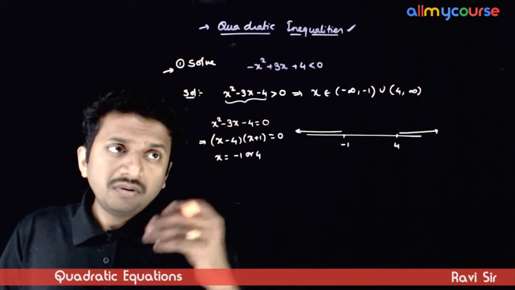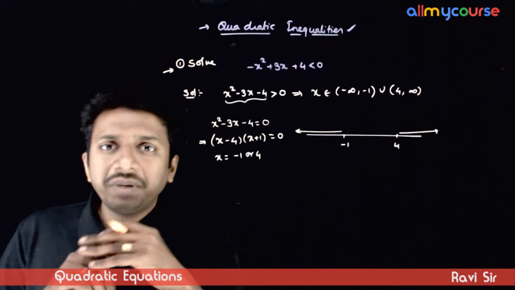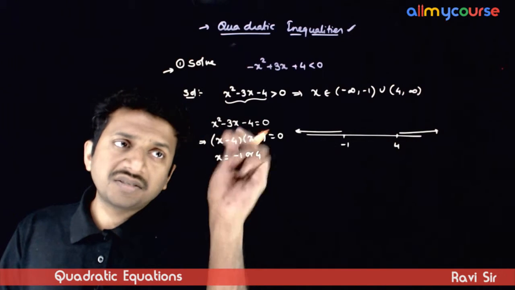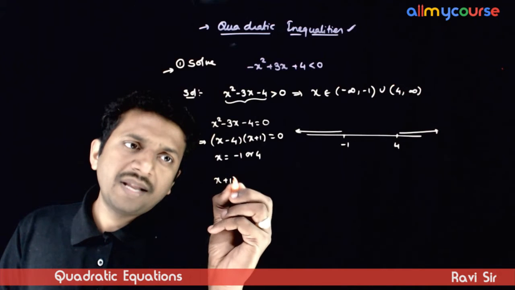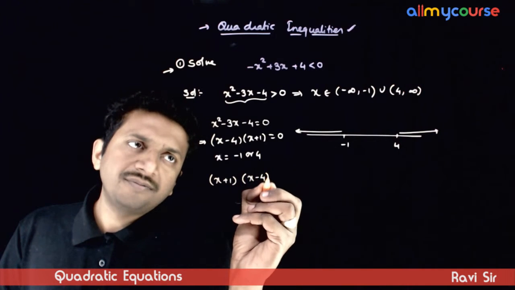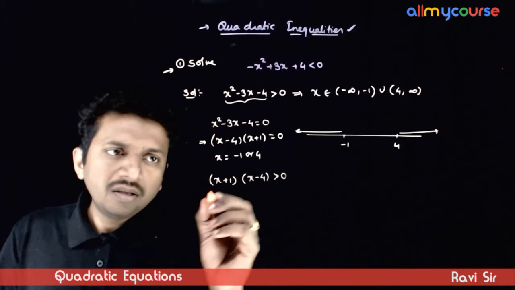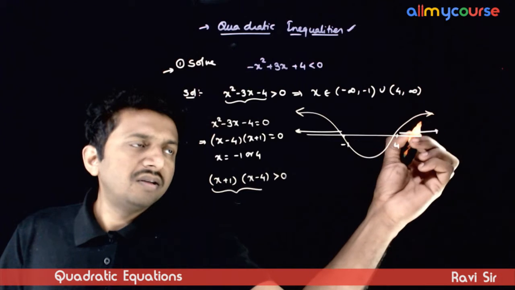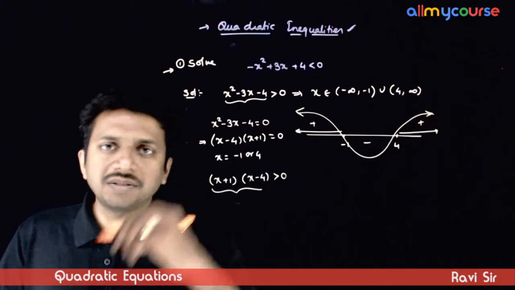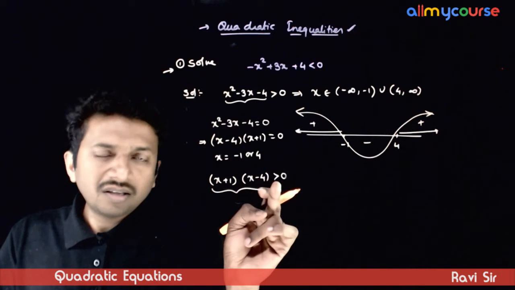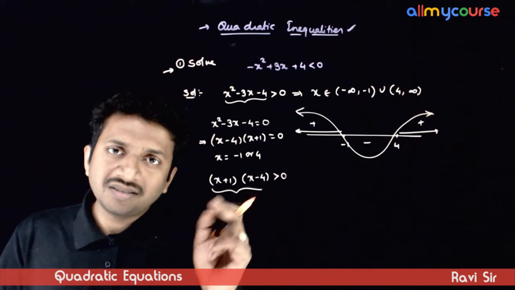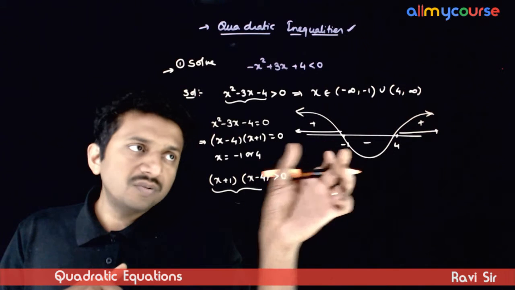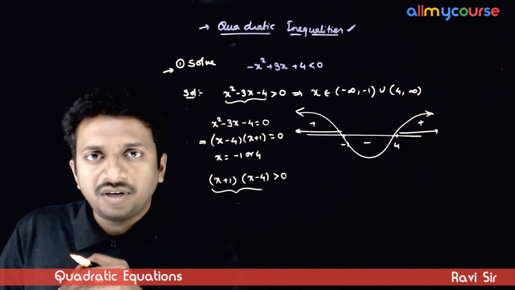So you can also do this using the wavy curve method, which you have already learned. If you draw the wavy curve for this, so you have x plus 1 times x minus 4 is greater than 0. So what is the wavy curve for this? The wavy curve looks like this: positive, negative and positive. So I want the expression to be positive, that is these two intervals. So minus infinity to minus 1 union 4 to infinity.